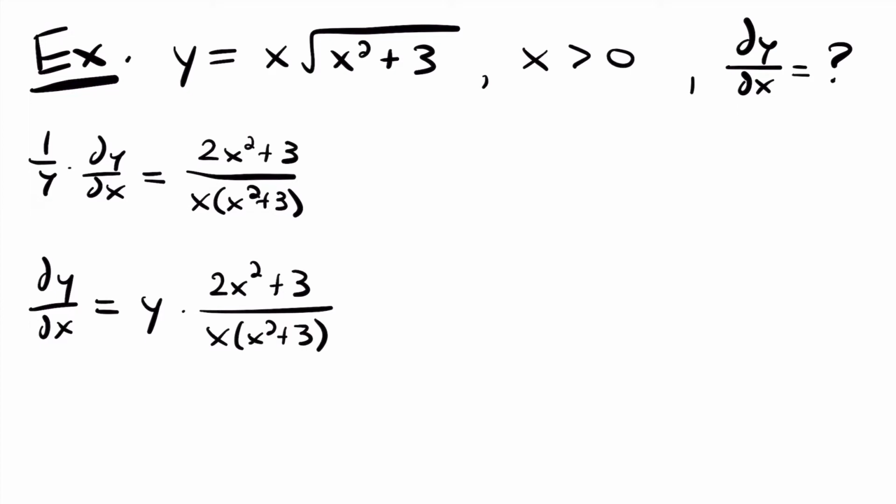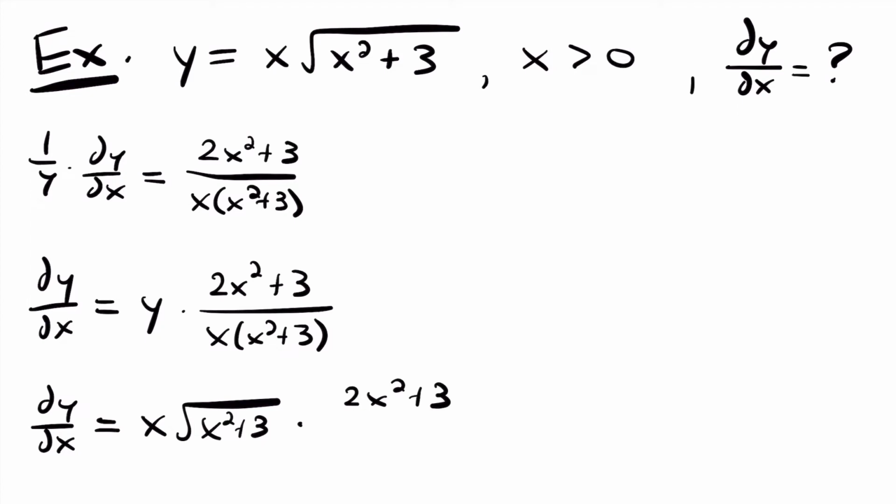All right, and so then our last step here is to replace y with what it is equal to, and to figure that out, we just have to go back to our original function that y is equal to x times the square root of x squared plus 3. And so if we replace this function in for y, we will have that dy dx is equal to x times the square root of x squared plus 3 times (2x squared plus 3) divided by x times (x squared plus 3). And so now our next step is going to be to simplify what we have over here.